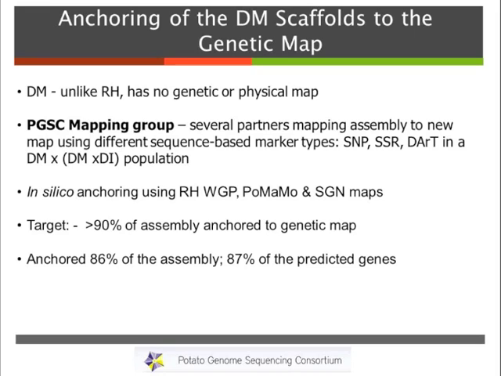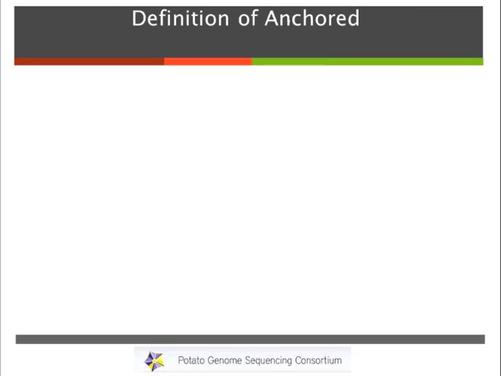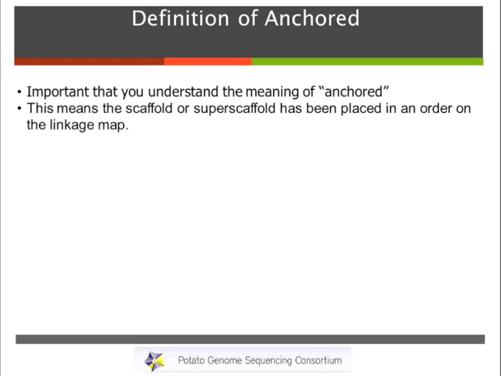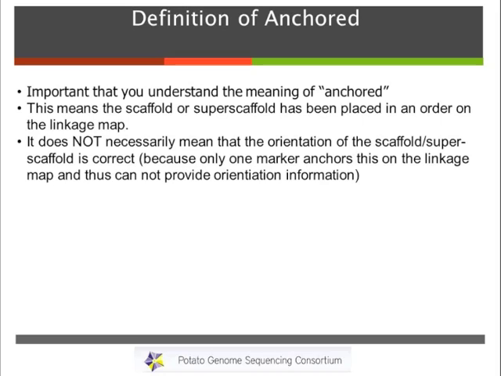And they targeted that they wanted to get 90% of the assembly onto the genetic map. When they finished, they had anchored 86% of the assembly, and this contained 87% of the genes. One thing that's important that you understand is that they've anchored these scaffolds, super scaffolds, onto the linkage map. But this doesn't necessarily mean that they're in the correct orientation. So they're definitely in the correct order, okay? But they're not necessarily in the correct orientation.